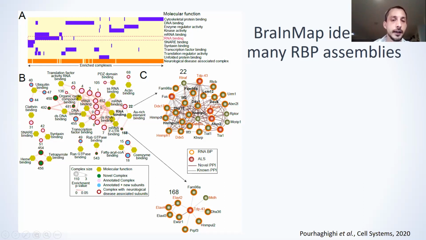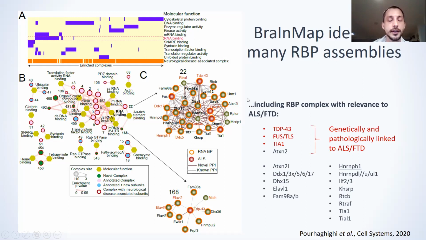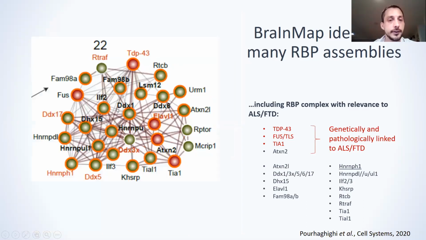And there's one in particular that we're really excited about because it contains a number of components that are genetically and pathologically associated with ALS. So here's TDP43, here's FUS-TLS, here's ataxin-2 and TIA1. TDP43 is the major pathological protein of ALS, and those other four proteins are associated with either the pathology or the genetics of familial ALS.